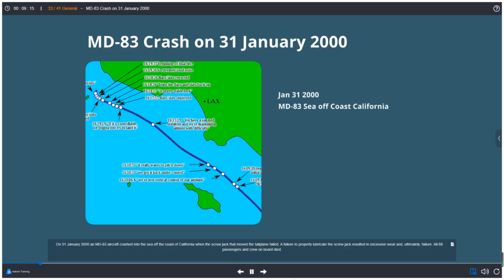On the 31st of January 2000, an MD-83 aircraft crashed into the sea off the coast of California when the screw jack that moved the tailplane failed. A failure to properly lubricate the screw jack resulted in excessive wear and, ultimately, failure. All 88 passengers and crew on board died.